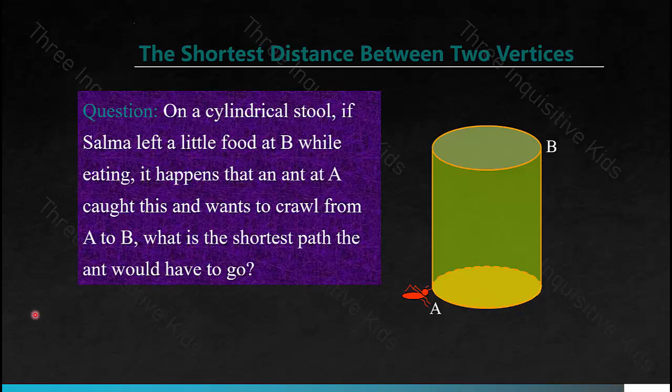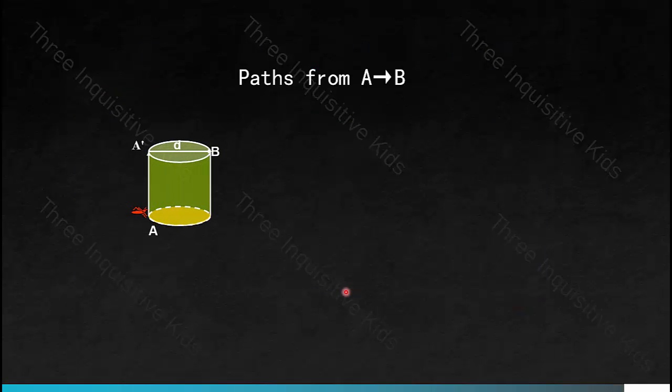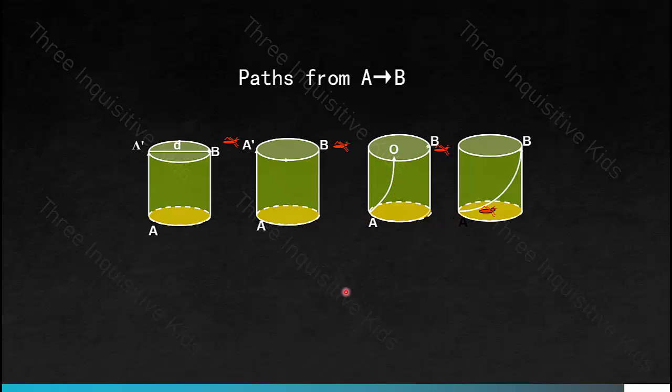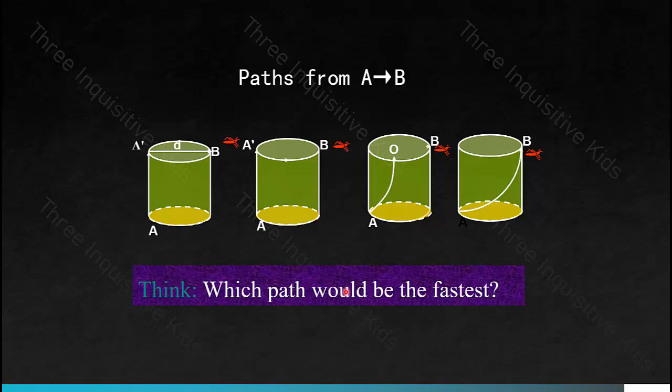Question. On a cylindrical stool, if Selma left a little food at B while eating, it happens that an ant at A caught this and wants to crawl from A to B. What is the shortest path the ant would have to go? So these are all the possible paths from A to B. You can travel up that way or straight ahead that way. So which path would be the fastest?